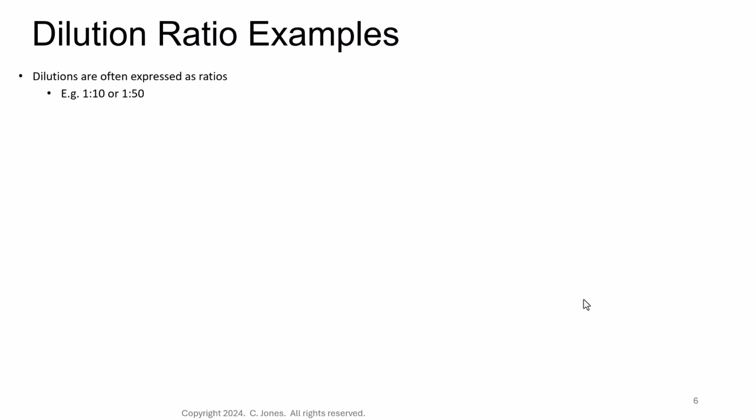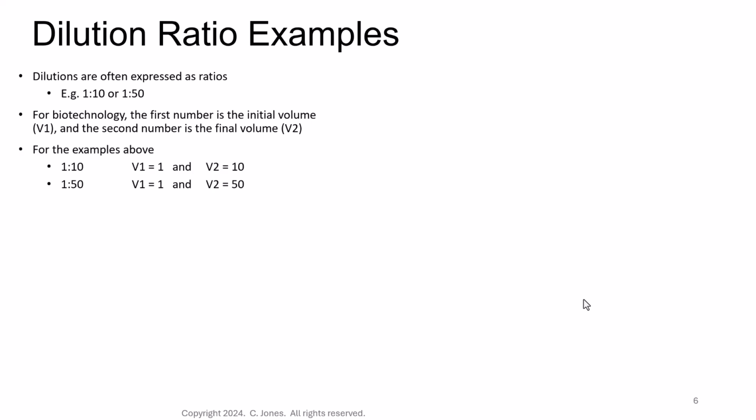So 1 to 10 or 1 to 50 dilution. Let's look at what this means. For biotechnology, and often for microbiology, the first number is the initial volume, V1, and the second number is the final volume, V2. So if it's a 1 to 10 dilution, V1 is equal to 1, and V2 is equal to 10. For 1 to 50, V1 is 1, and V2 is 50. The diluent, again, refers to the solvent or solution used to make the dilution by increasing the volume.